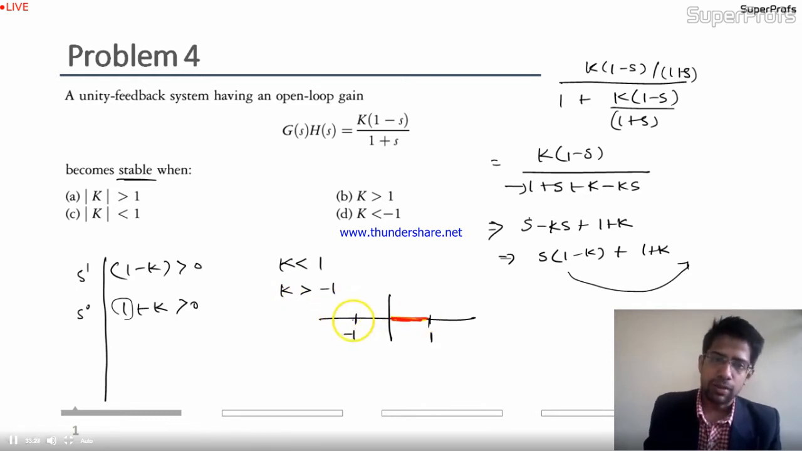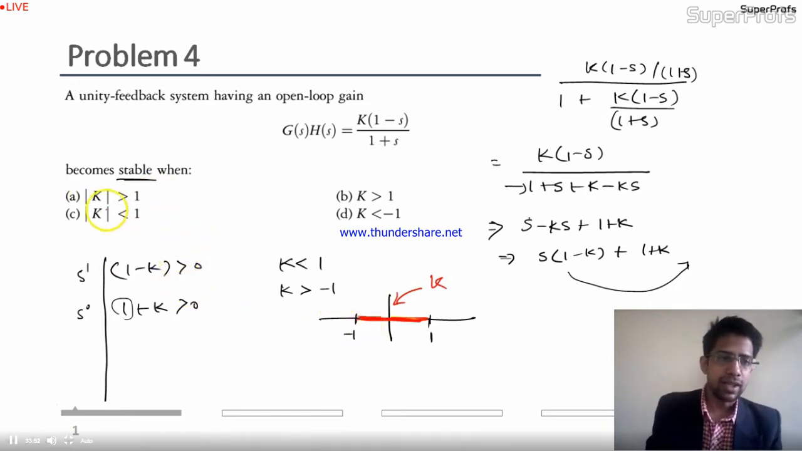So greater than means on the right hand side. So all the values on the left hand side of 1, all the values on the right hand side of minus 1. So what the red part you see are the required values of K. Okay. So which is the option which actually specifies this?